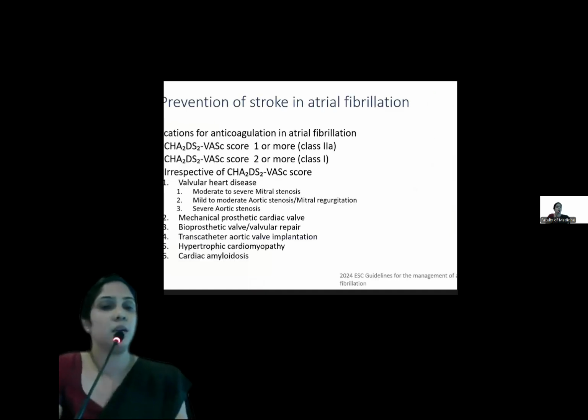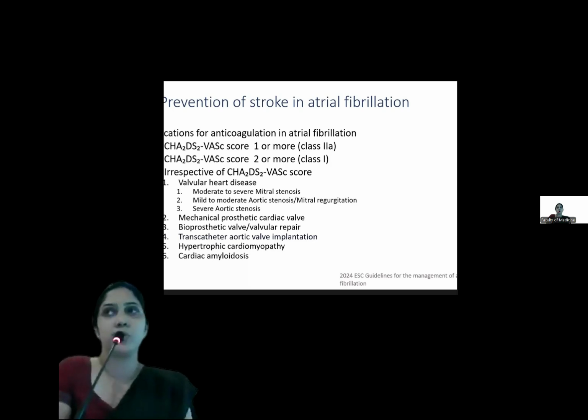Okay, so this is a scenario where we need to anticoagulate the patient to prevent stroke in atrial fibrillation. So what are the indications for anticoagulation in AF? Based on the CHA2DS2-VASc score, if the score is 2 or more, it's a class 1 recommendation. With a score of 1 or more, we can consider anticoagulation, it's still a class 2A recommendation. And irrespective of the CHA2DS2-VASc score, if the patient has any form of valvular heart disease, a mechanical prosthetic cardiac valve, or bioprosthetic valve, or has undergone cardiac valvular repair, or transcatheter aortic valve implantation, hypertrophic cardiomyopathy, and cardiac amyloidosis, in these scenarios, irrespective of the score, we have to anticoagulate.